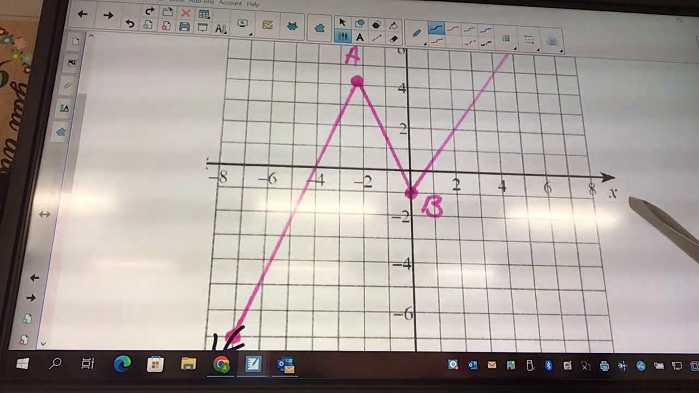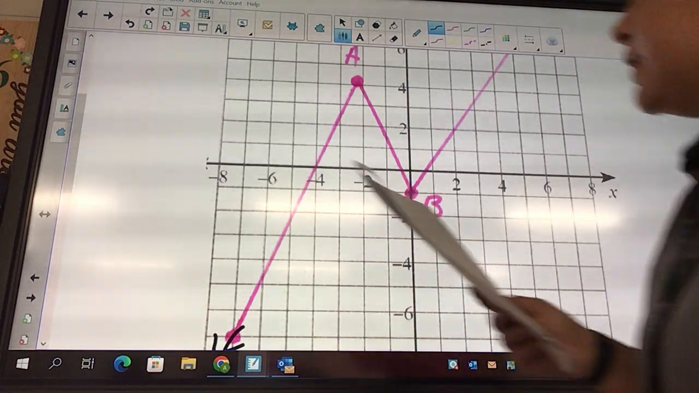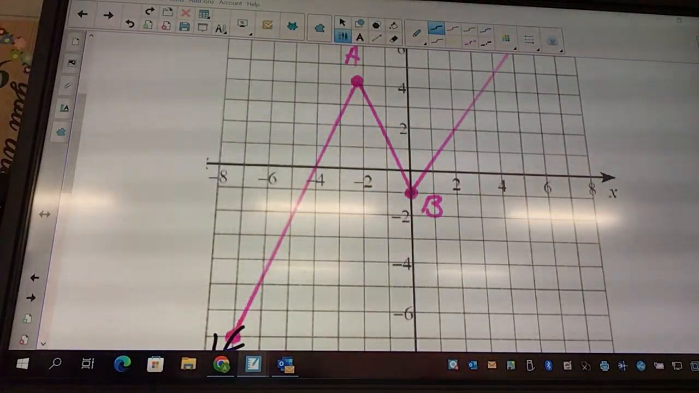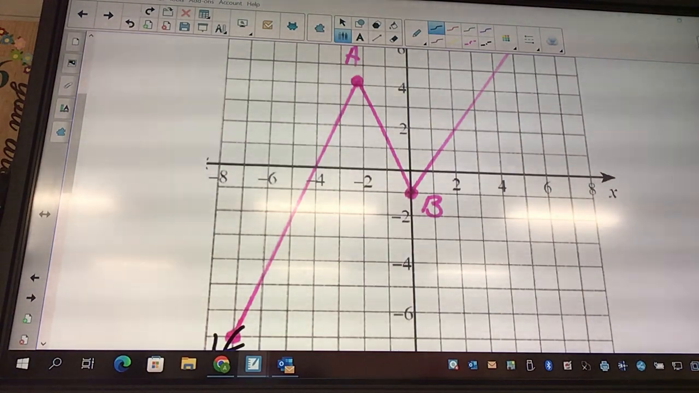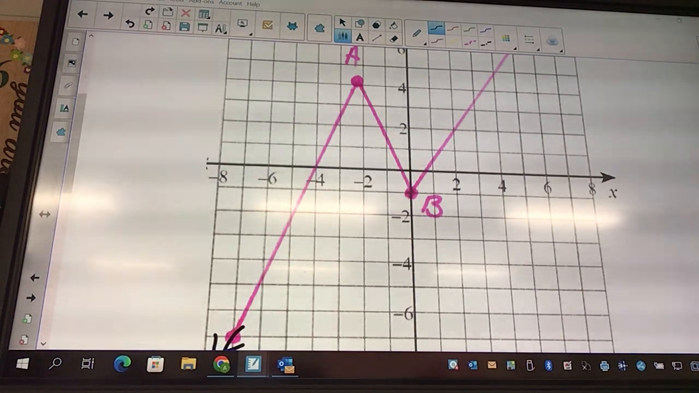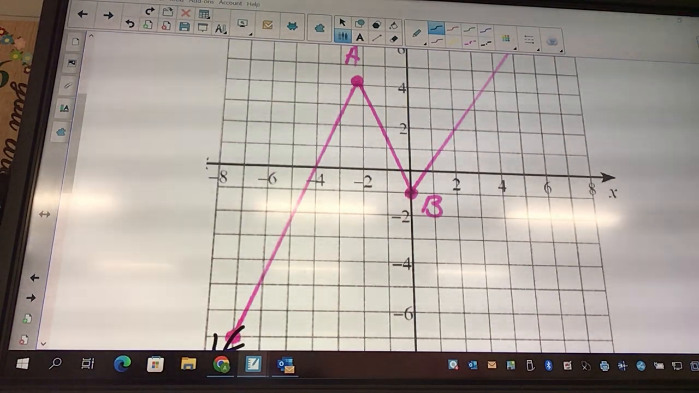The y-intercept is what? -1, which is B. Okay, the x-intercept is what? -4 and 1. Mine doesn't go exactly through, so obviously you can tell that I drew that, so make sure that it counts. So that is going to be C.